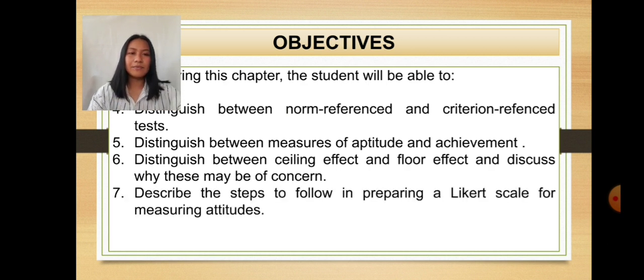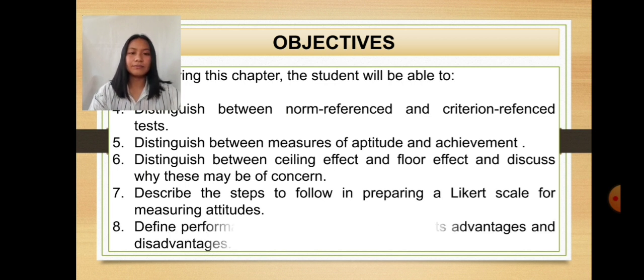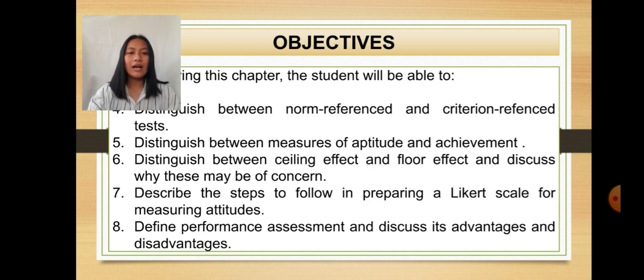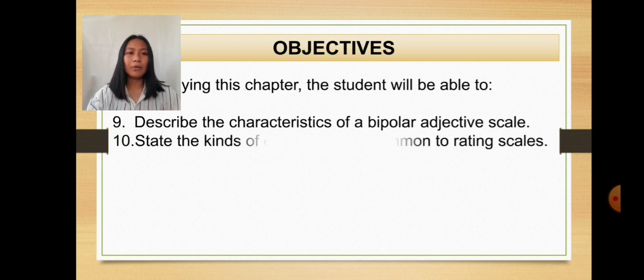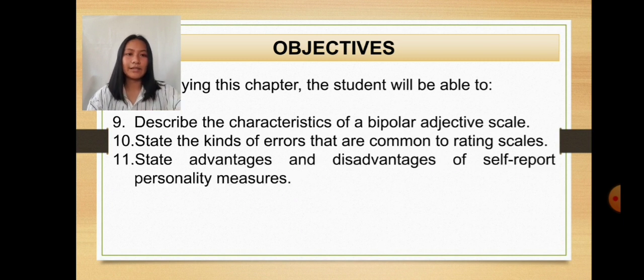Describe the steps to follow in preparing a Likert scale for measuring attitudes. Next one, define performance assessment and discuss its advantages and disadvantages. Alam ko familiar na din kayo sa performance assessment, but we are also going to tackle it later on. The ninth one, describe the characteristics of a bipolar adjective scale. State the kinds of errors that are common to rating scales. State the advantages and disadvantages of self-report personality measures.